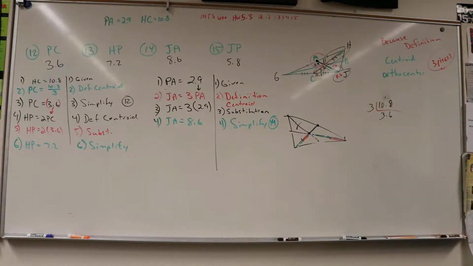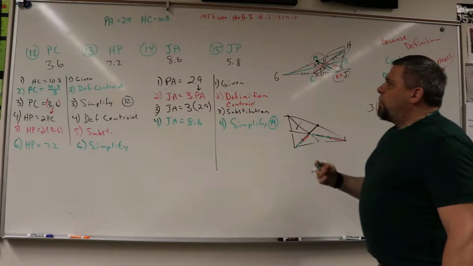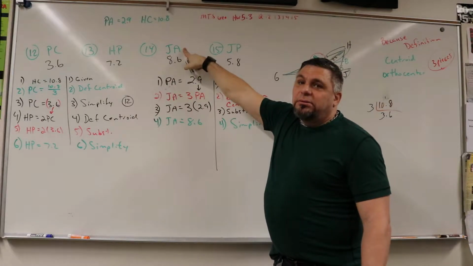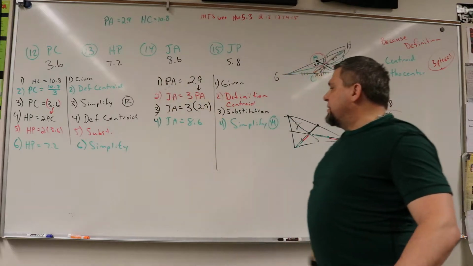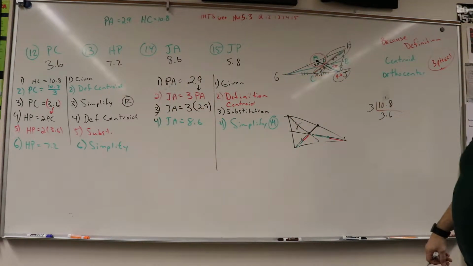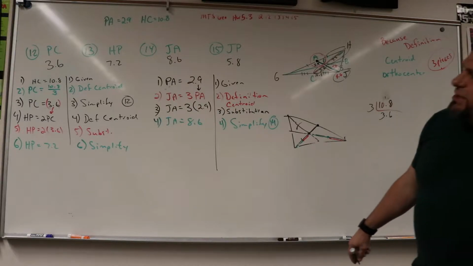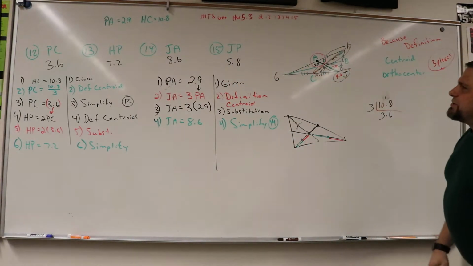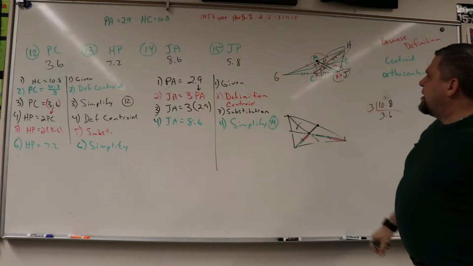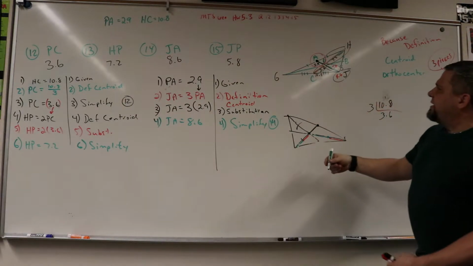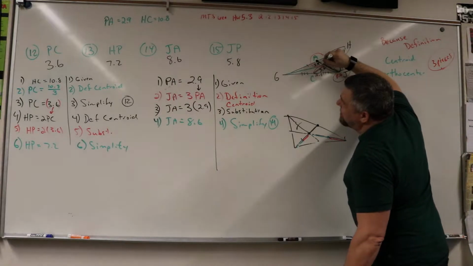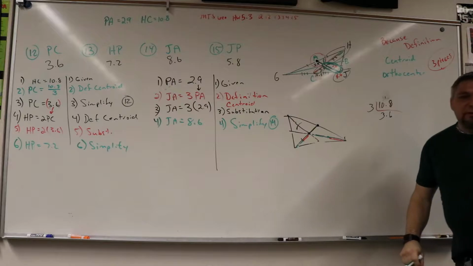But how do we get to 15? So we know what JA is. And we know what HC is, right? Oh no, we knew what PA was. Did we not use HC at all? Oh, HC was used on this one. Sorry, my bad. So PA was 2.9. We found JA. So how are we going to find this piece right here? This JP. That's what it wants. How do we find that piece?